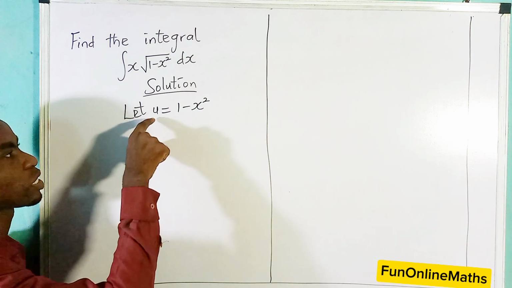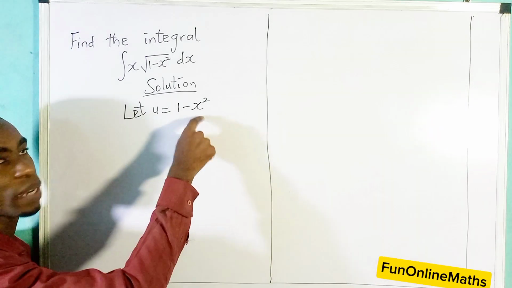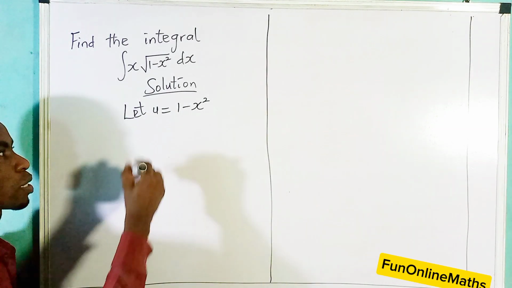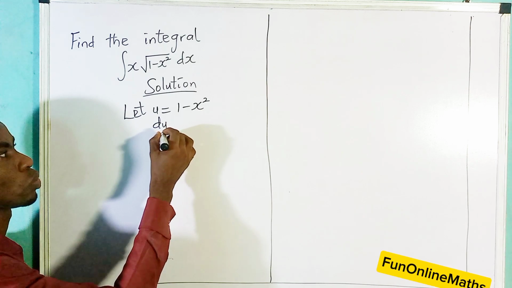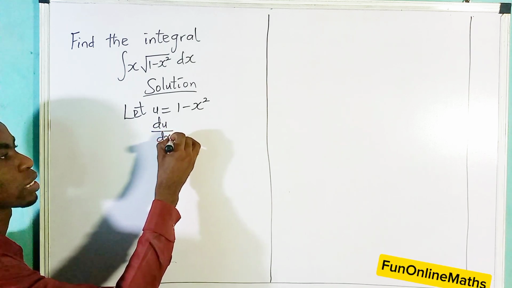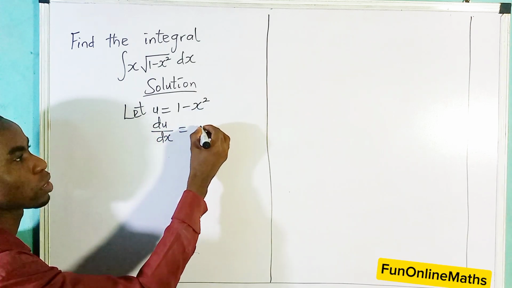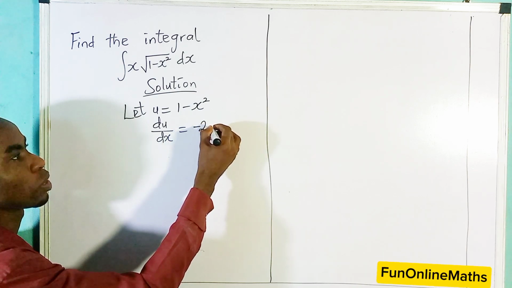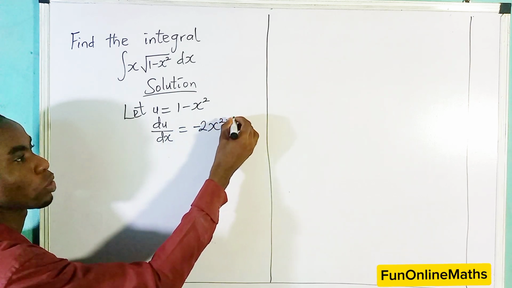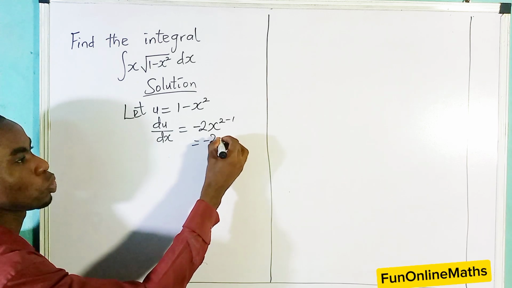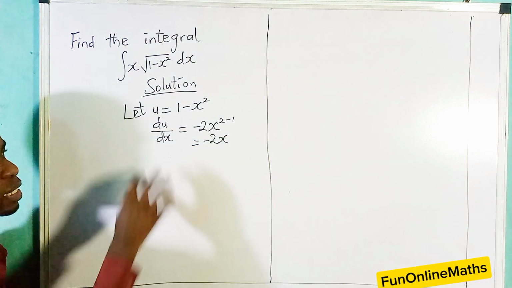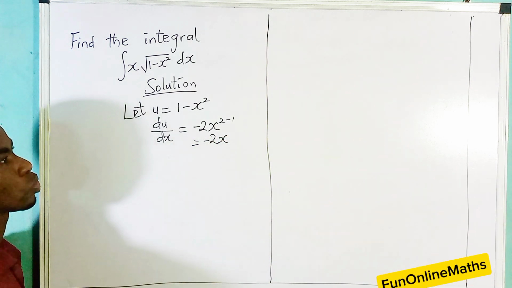And then we have du over dx is equal to, if you differentiate this, you'll be having minus 2 times x raised to the power 2 minus 1, right? Which is minus 2x. This is du over dx equals minus 2x.